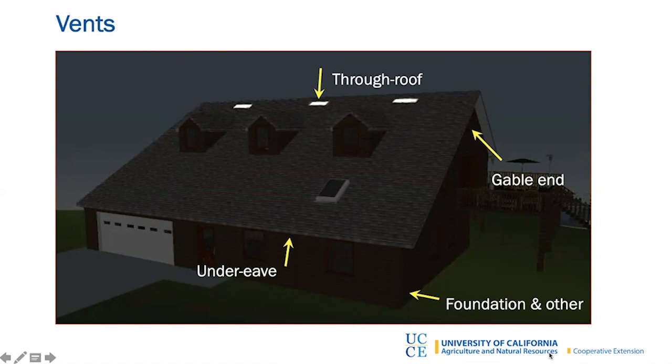If you have a crawl space, you're going to have foundation vents, and they're typically going to be on all sides of your home for cross ventilation purposes. If you have an attic, you're going to have vents in the under eave area, and then you're going to have vents on top of your roof or in the gable end. Typically, you'll have them in one or the other places, but you can't have them in both places. A through roof vent can be through the roof itself. It can be at the ridge of the roof.